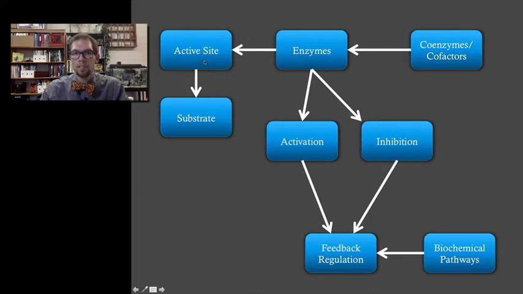One of these important features is the active site. So the active site is where the substrate is going to bind. And what is a substrate? Well, a substrate is the reactant molecule. We call it a substrate when it occurs in enzyme catalyzed reactions.